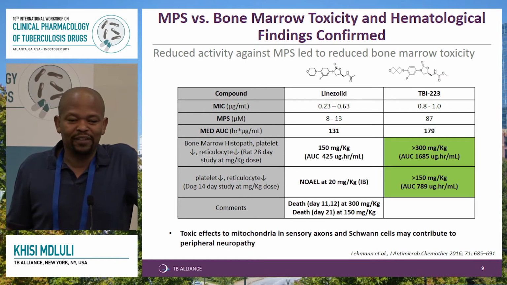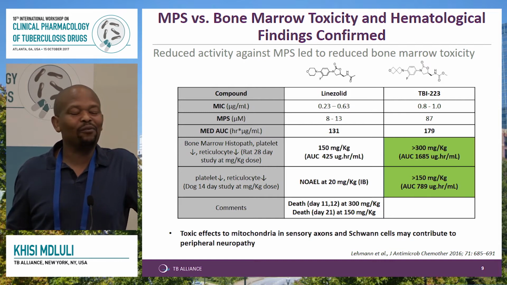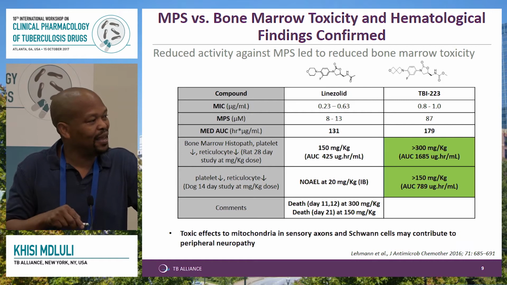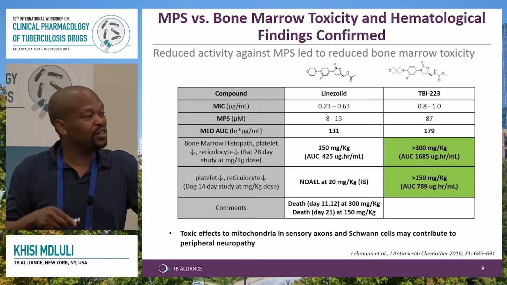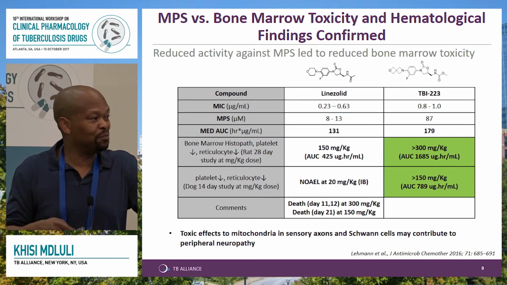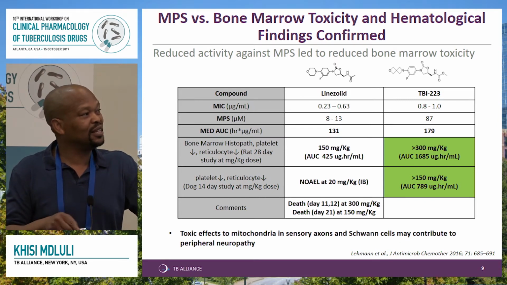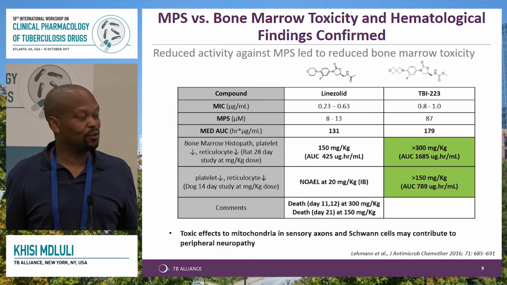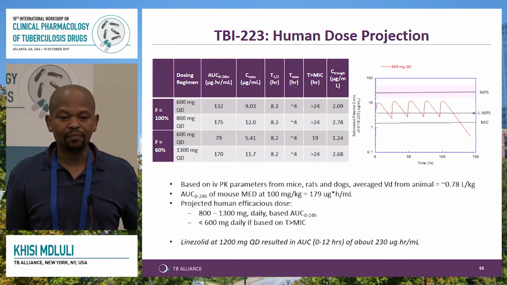Anyhow, the toxic effects to mitochondria in sensory axons and Schwann cells, according to this publication here, they think may have something to do with it as well. That may be the reason for the neuropathy. So we think, even though we haven't proven it yet, that by reducing the MPS activity, we may even affect a positive result for the neuropathy as well.